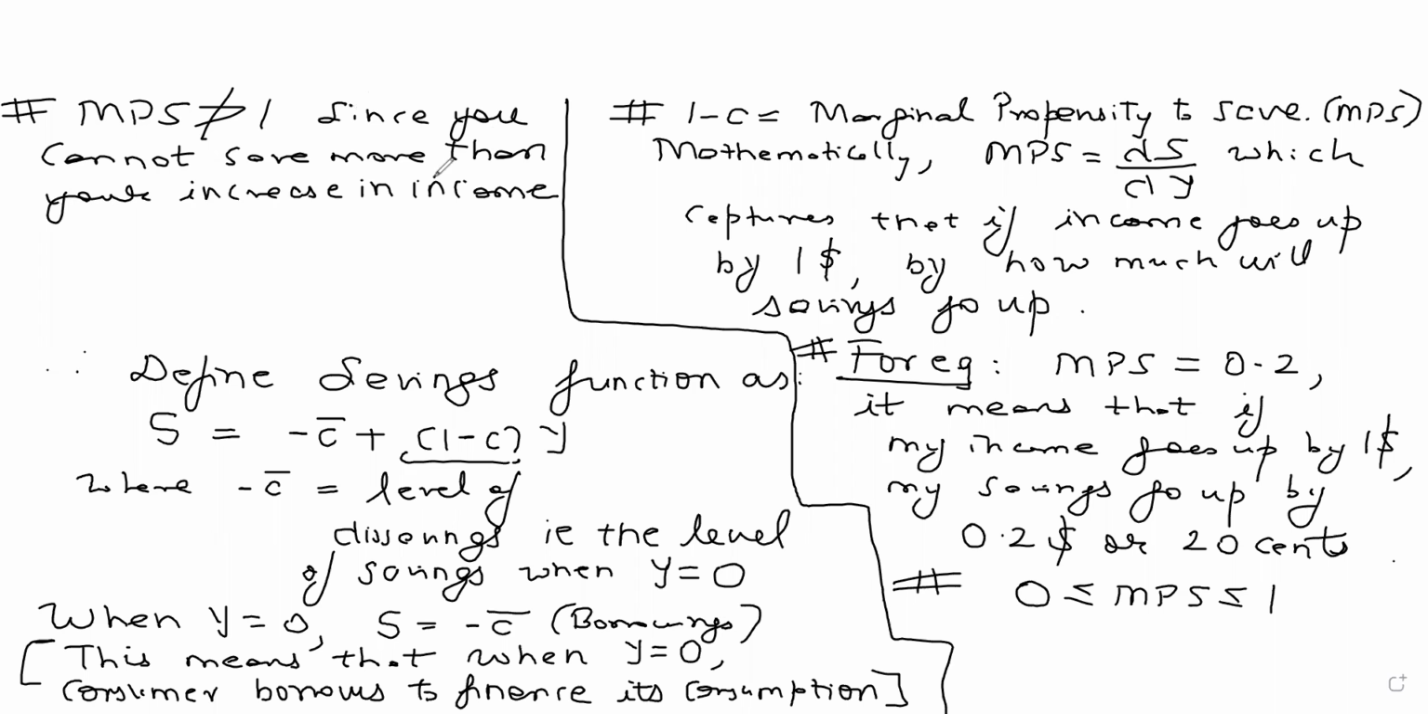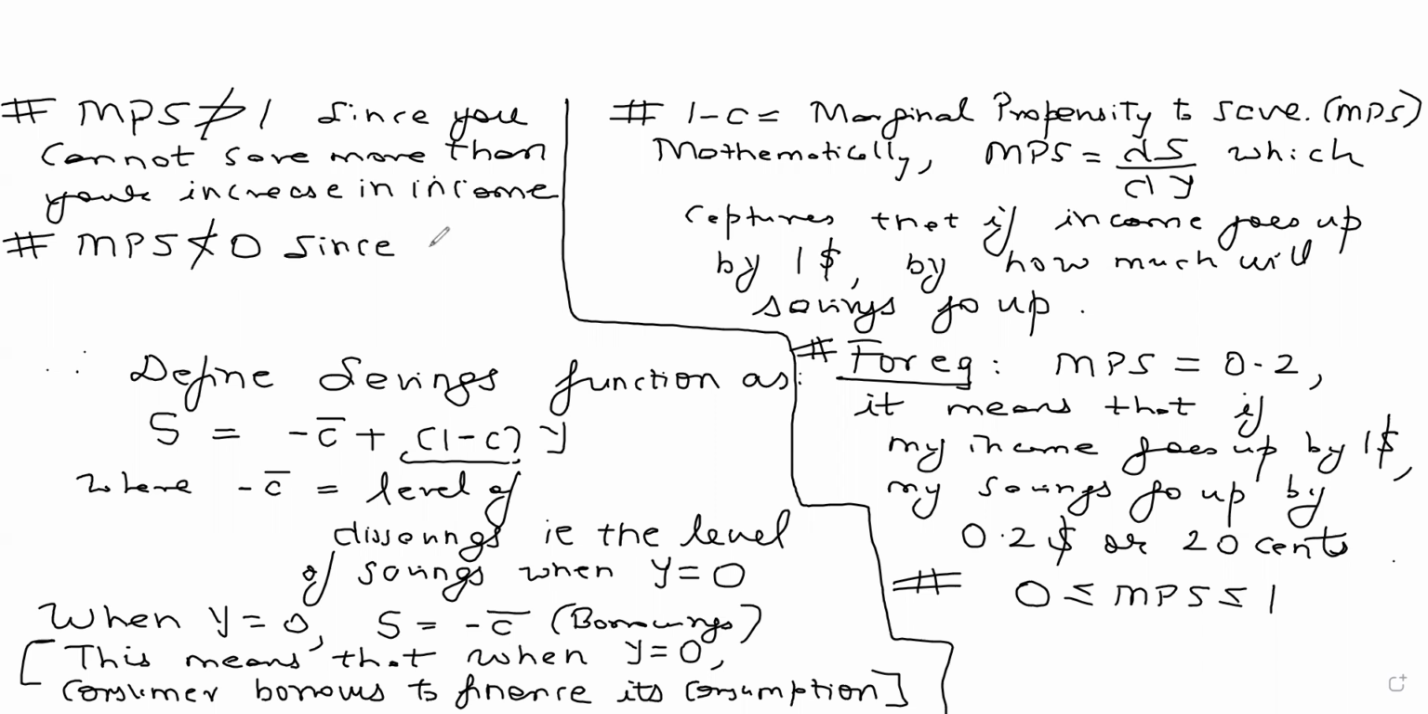If your income increases by $1, you cannot save more than $1. At max, you can save that $1, but you can't save more than $1. I cannot say that my income has gone up by $1, but my savings have gone up by $2. That's not rational, that's not possible. And MPS cannot be less than 0 also.